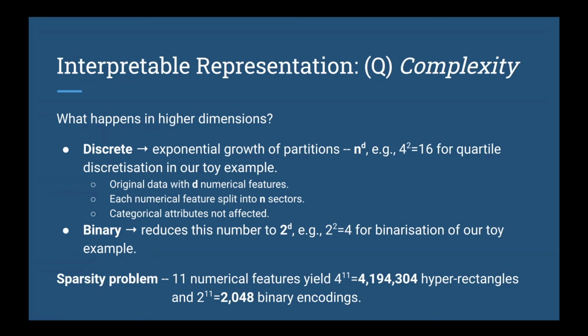But you can imagine that, for example, with 11 numerical features that we need to split into 4 regions, you would end up with more than 4 million hyperrectangles. And then even after reducing it, you would still have 2,000 unique binary encodings. And then you need to sample data and somehow try to make sense of all of that. So this becomes quite difficult.